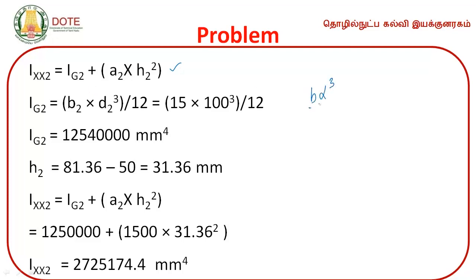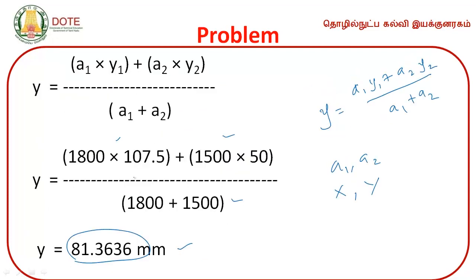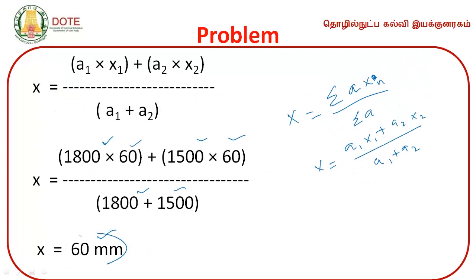BD cube by 12. It is going to be 15 into 100 cube divided by 12 and we are going to get this value. We have to find the value of H2. What is H2? 81.36 minus 50. What is x? X is 60 mm.